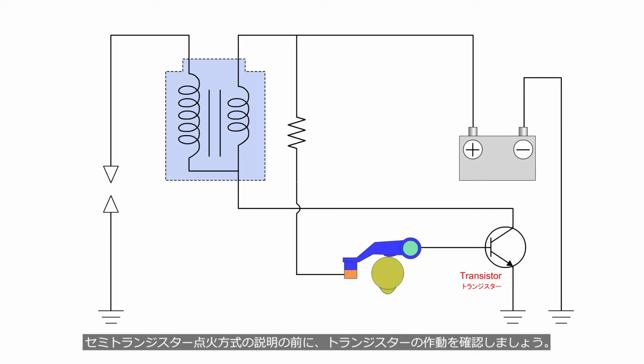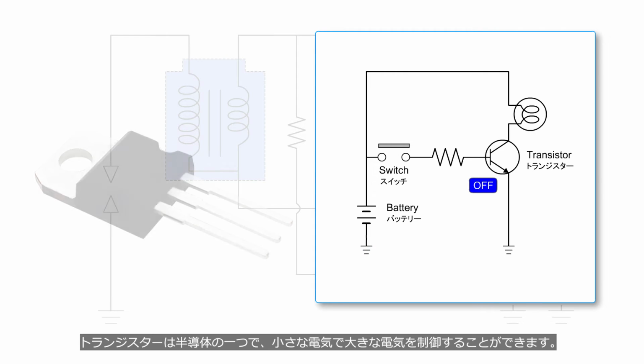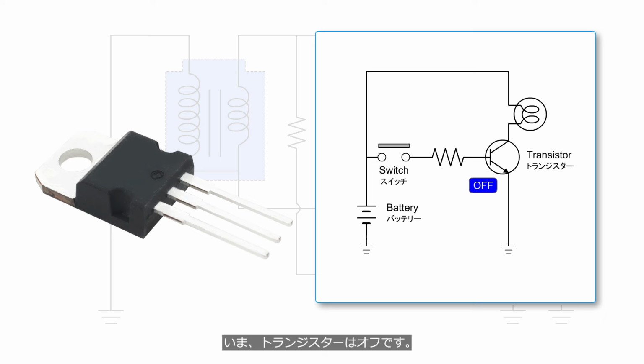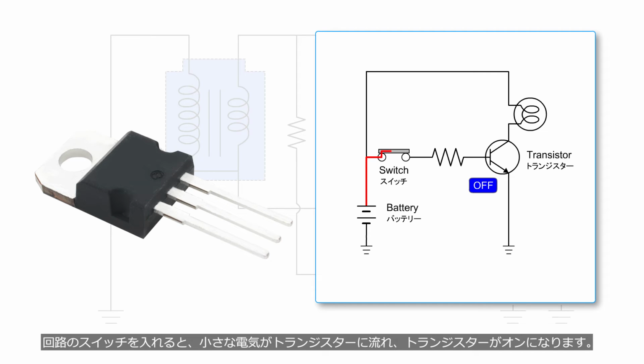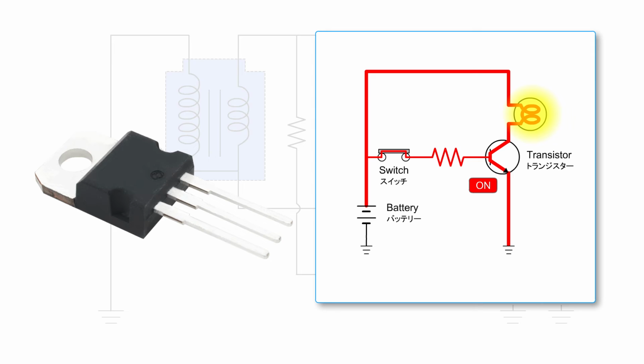Before explaining the transistorized ignition system, we need to know how a transistor works. A transistor is a type of semiconductor that can control a large amount of electricity using a small amount of electricity. Currently, the transistor is turned off. When the circuit switch is turned on, a small amount of electricity flows into the transistor, and the transistor is turned on. Then, the transistor allows a large amount of electricity to flow, and lights up the lamp. This function is called the switching action of a transistor.